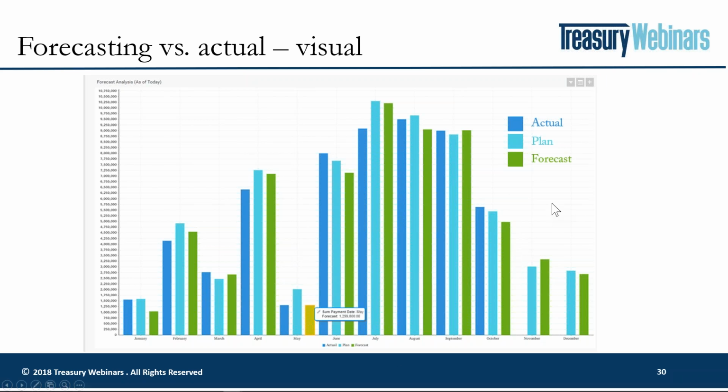So if we focus in on May, we can see, for instance, that the plan posted at the beginning of the year was much different than the actual, but the forecast and the actual were in sync. So that's kind of curious to see how could our plan be so far off, but our forecast is actually in sync with the actual.